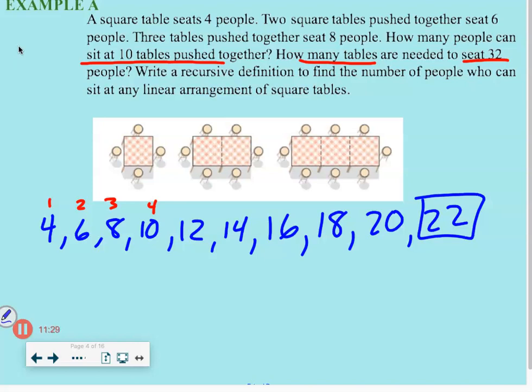And you're Abby? Yeah. All right. So, Abby said, hey, look, we have 2 people a table. So if we did 15 tables, that would be 30 people plus the 2 on the ends. That would give us the 32, right? Good. Did anyone do anything different? Nobody just listed off the next 5 terms and got to 32? Yes, there we go.